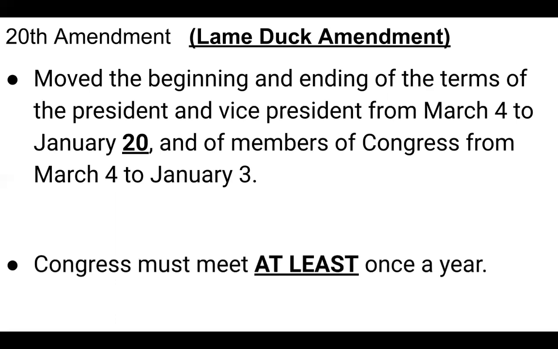Also, for the record, it does say in there that Congress must meet at least once a year. I don't know if that was actually a problem or not, but I do think it's hilarious that they had to actually write that down.